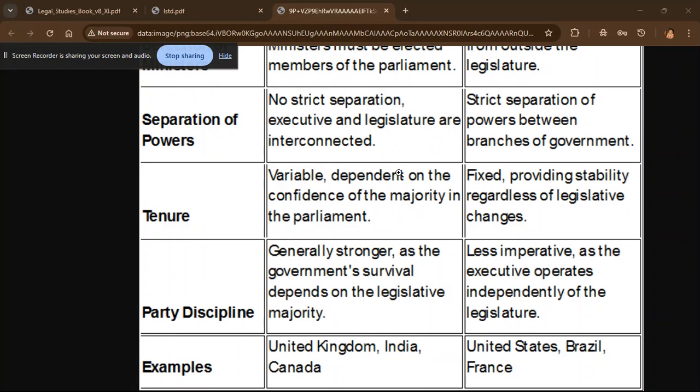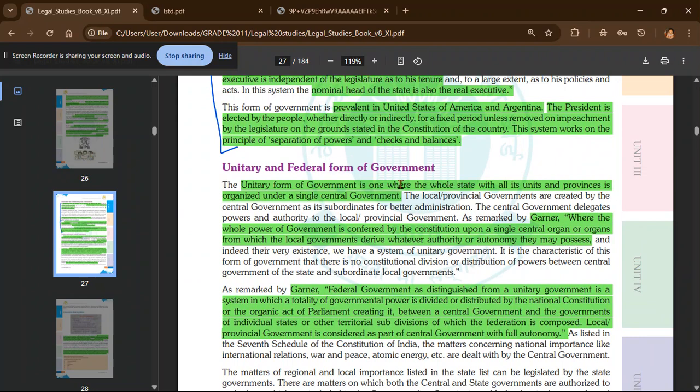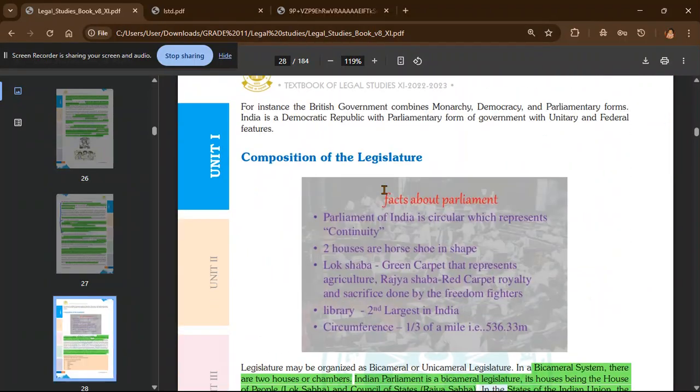After this, you will be having unitary and federal. In the unitary form of government, the center has great authority. In the federal form, the center has less authority. Power is concentrated in one hand in the unitary, and in the federal it is divided between the center and the states. The unitary system provides for single citizenship, and the federal for dual citizenship. For the unitary you have the UK, and for the federal you have the USA. So this usually doesn't come.